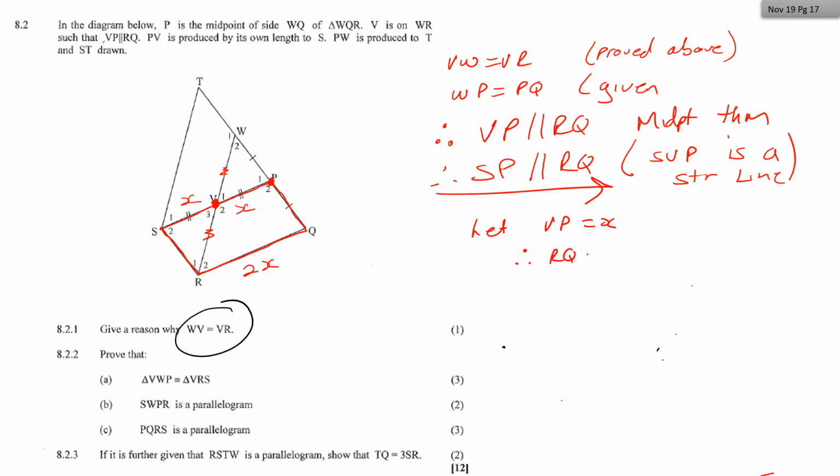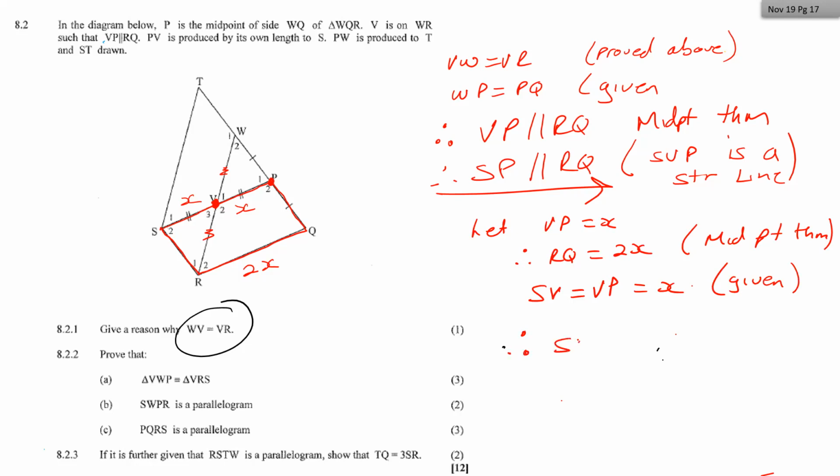Therefore, RQ is equal to 2X. And my reason for that is the midpoint theorem. But SV is equal to VP, which will be equal to X, that was given. And therefore, we can now conclude that SP is equal to 2X. Sorry, not 2Q. So SP is 2X, RQ is 2X. Therefore, RQ is equal to SP.